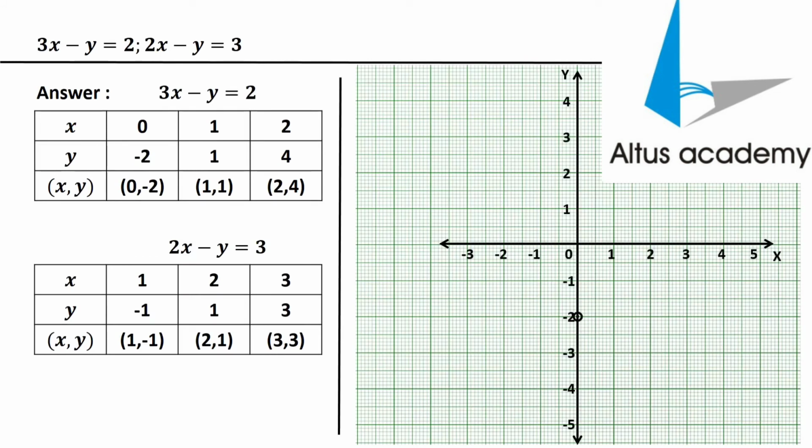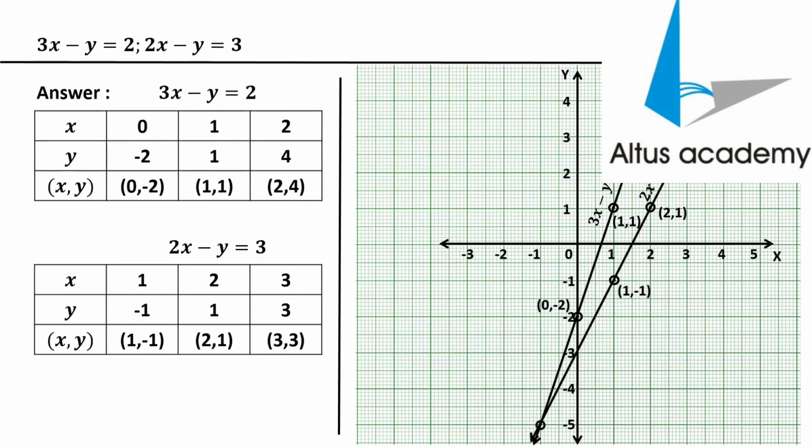And now we'll start plotting the points. The first 3 points are (0, minus 2), (1, 1) and (2, 4). Once you plot the points, join them and write down the equation of the line which has been drawn. Second, for the second table, the points are (1, minus 1), (2, 1) and (3, 3). I have got all the 3 points. I'll join them. I'll get the second line.